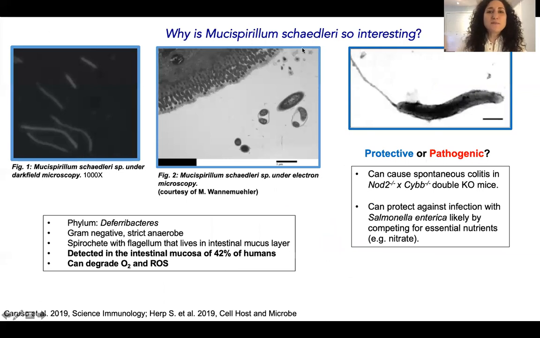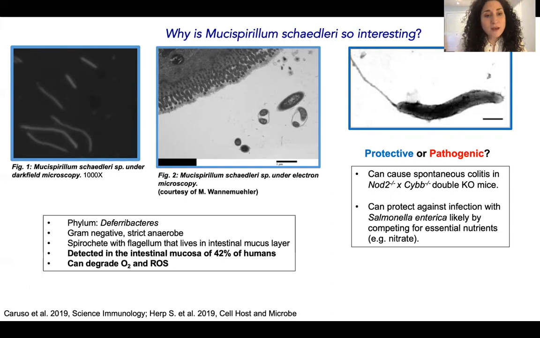So why is Mucispirillum schaedleri so interesting? Well, it's a gram-negative, strict anaerobe, a spirochete with a flagellum, and it lives in the intestinal mucus layer. Interestingly, this is not just a bacteria that colonizes mice. We went back and looked at microbiome sequencing analyses done in several databases and in other reports.